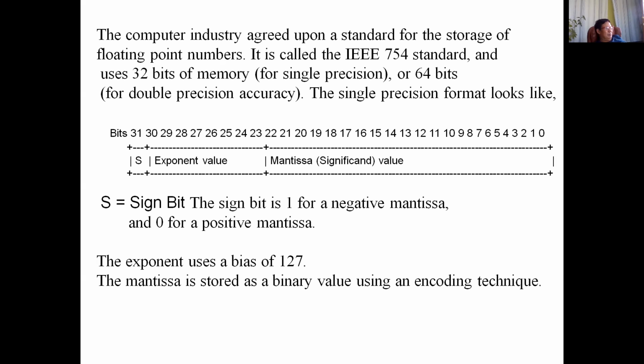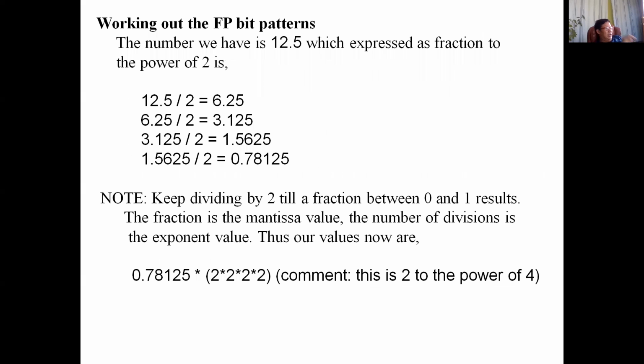In the single precision floating point, the leftmost bit is the sign bit. If it's 1, it's negative, and 0 for positive. The exponent uses a bias of 127. We will discuss the bias later. The mantissa is stored as a binary value using an encoding technique. How do you encode?